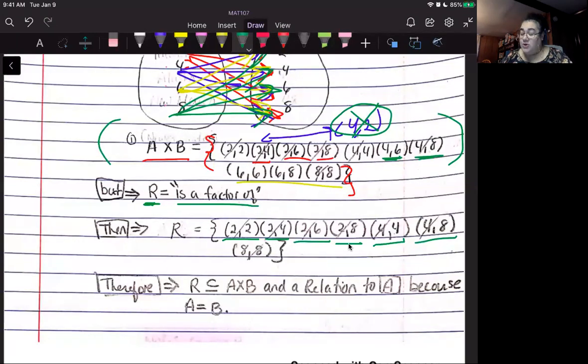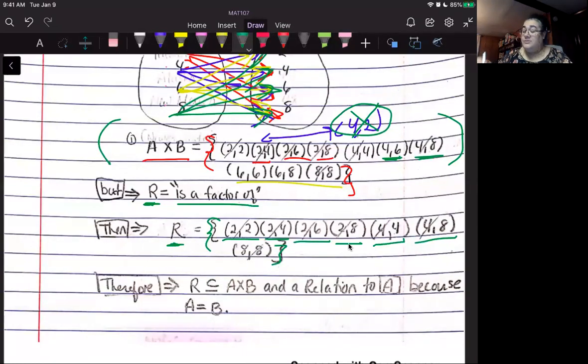Okay? So you keep doing that until in the end you realize that out of the cross product, the only ones that make it into the relation are right here, because they fulfill the parameters of that relation, which is that they are a factor of.